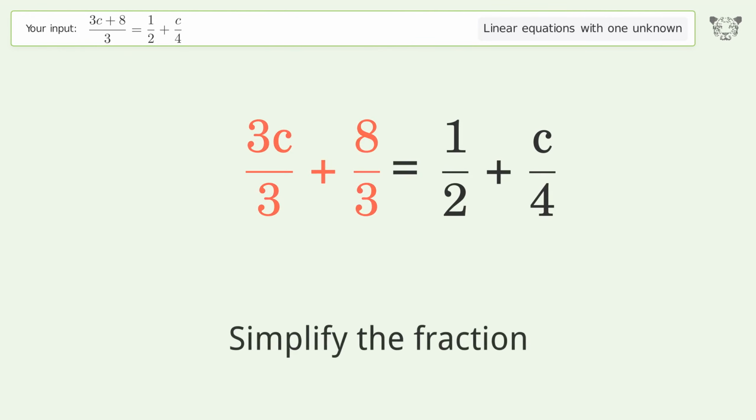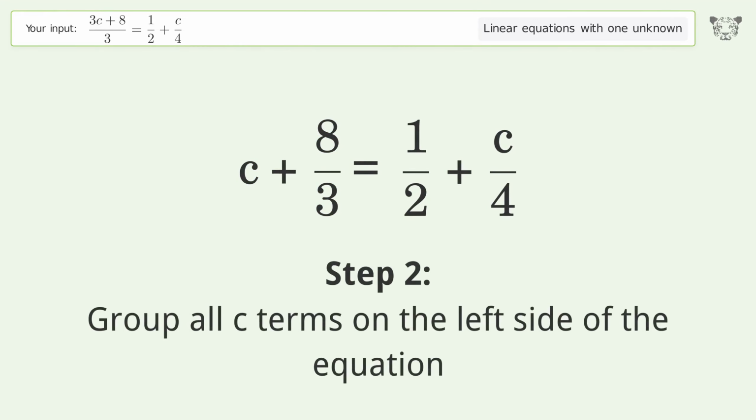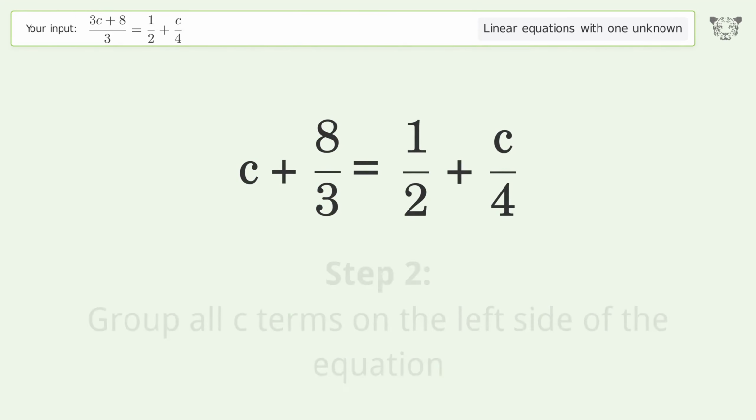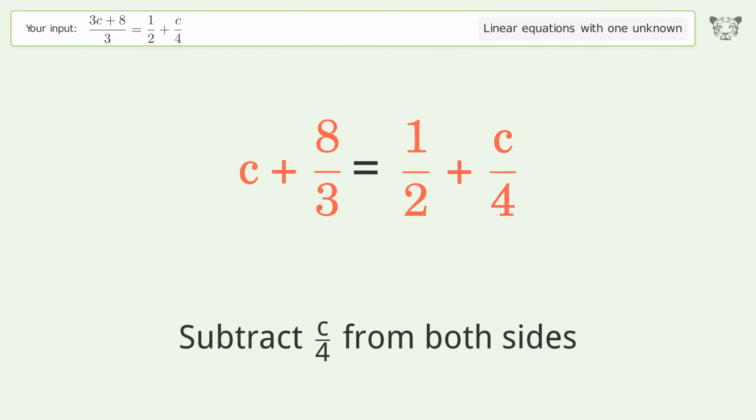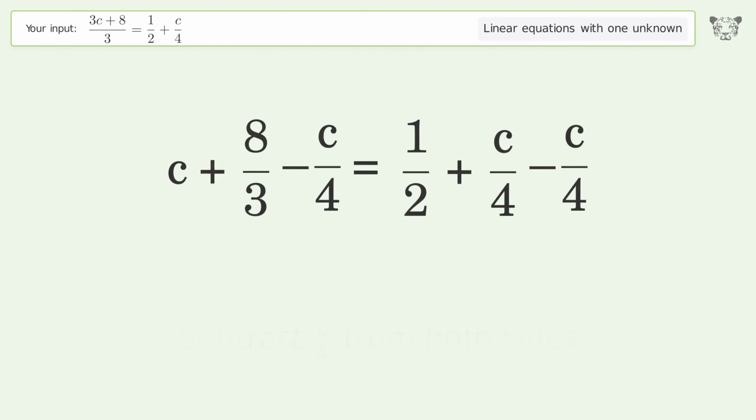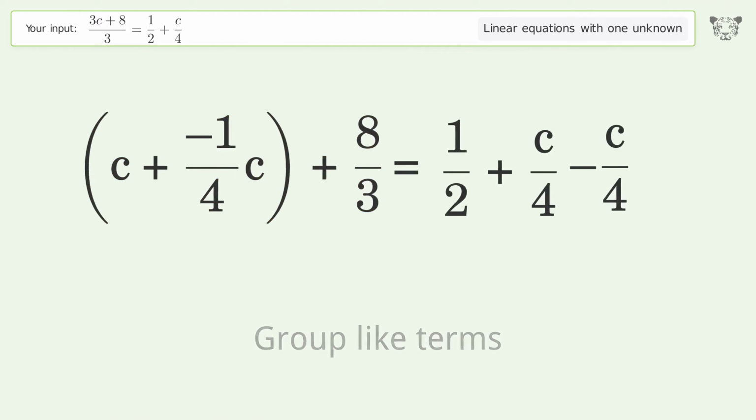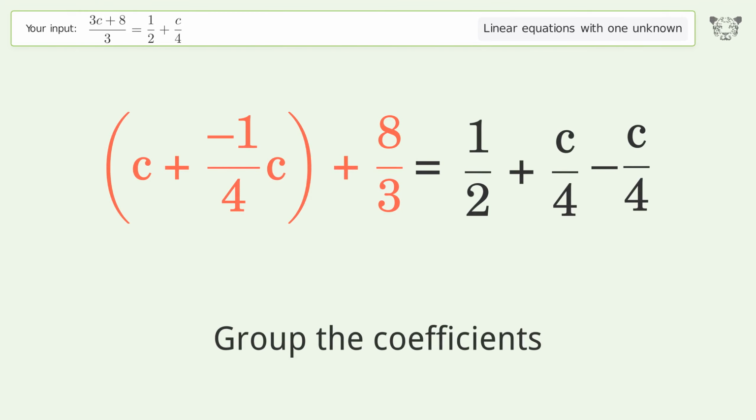Simplify the fraction. Group all c terms on the left side of the equation. Subtract 100/4 from both sides. Group like terms. Group the coefficients.